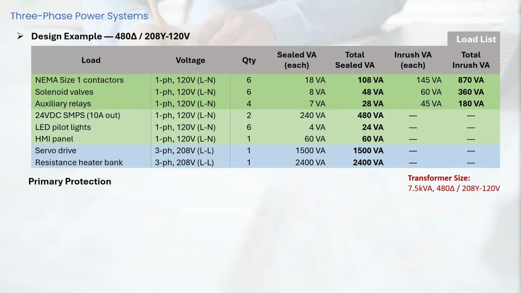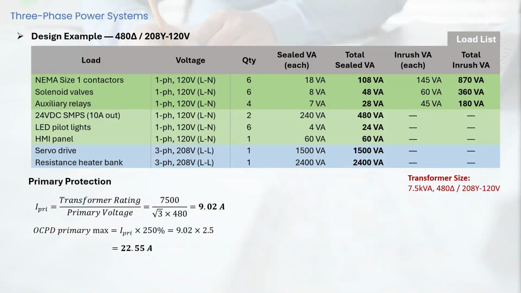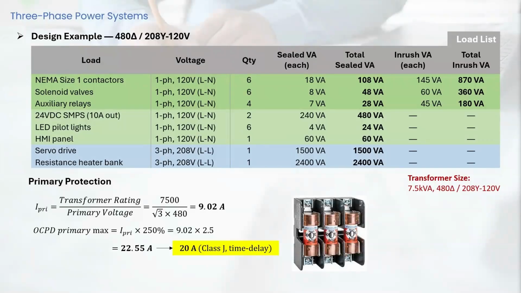Next step in the design process is the transformer primary and secondary protection. Let's start with the primary side protection. First, I'll calculate the primary full load current. Since I will also be providing secondary overcurrent protection, I'll use a safety factor of 250%, which gives us 22.55 amp fuse rating. Rounding down to the nearest standard size gives us 20 amp. I'll go with Class J time delay fuses in a 3-pole fusible disconnect switch or 3-pole fuse holder with 20 amp fuses.